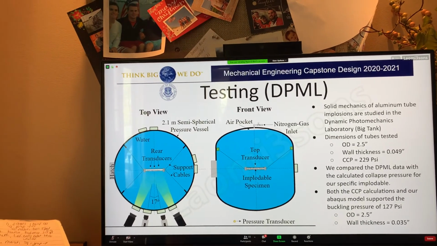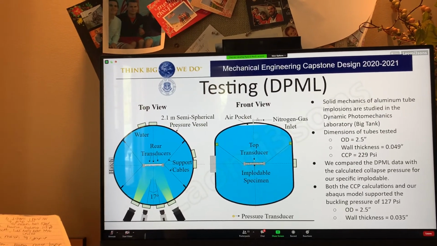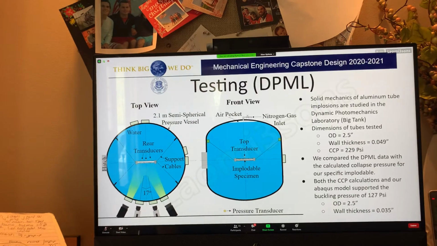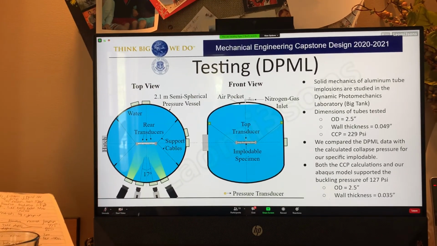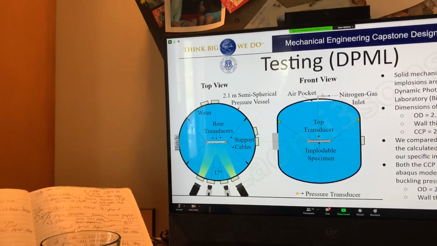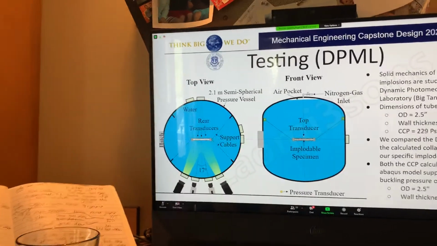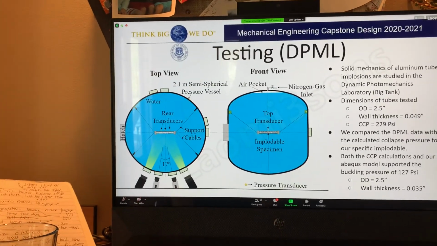I was trying to get a video for you guys, but unfortunately I would need to have the software to run that video on my computer, and I do not. But the implodable collapses and the inner walls touch, and as you can see, they have some transducers on the outside of the tube to get the shock wave data.